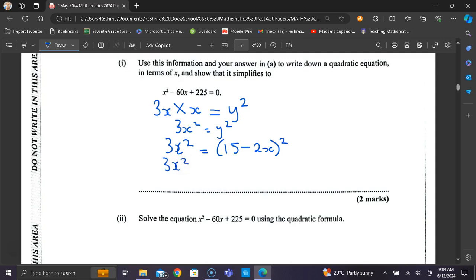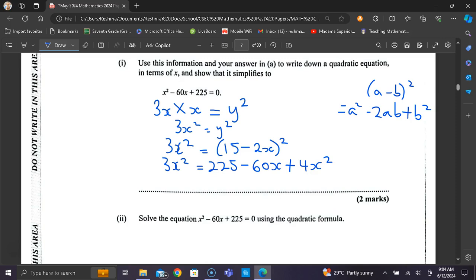Now, I don't have a lot of space here, so I'm just going to use a shortcut method. 15 minus 2x, squared, is in the form of a minus b, squared, which is a squared minus 2ab plus b squared, instead of using FOIL. Right, so 15 squared is 225, minus 2 by a by b, so 2 by 15 is 30, by 2x is 60x, and b squared, so that's 4x squared. Okay, so you see it's already coming together.